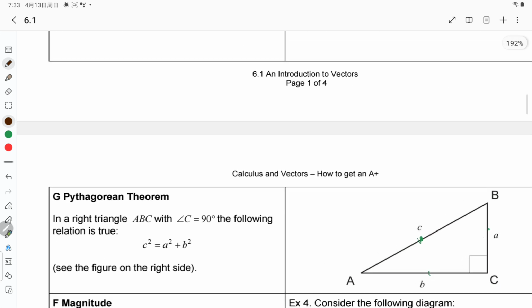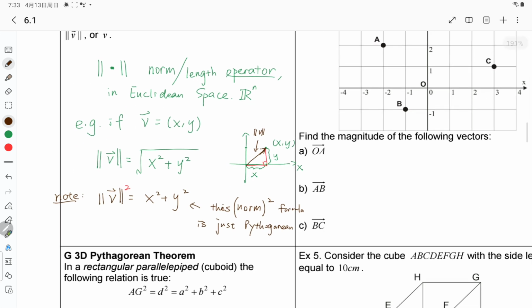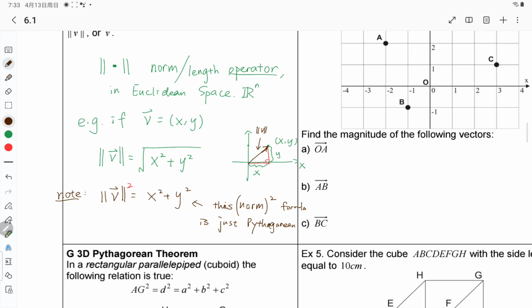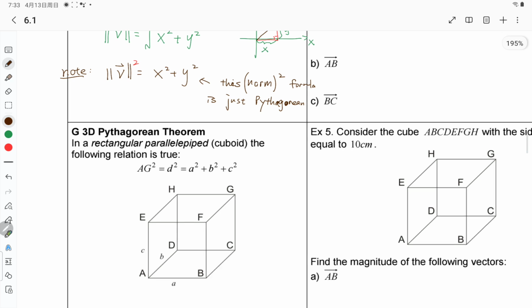Let me check the spelling. Pythagorean. Yeah, something like this. So this norm formula should be quite familiar to you. Because this feels natural, isn't it? The v vector length is just the sum of squares of its coordinates. It's actually just Pythagorean, something that we all have known for a while.